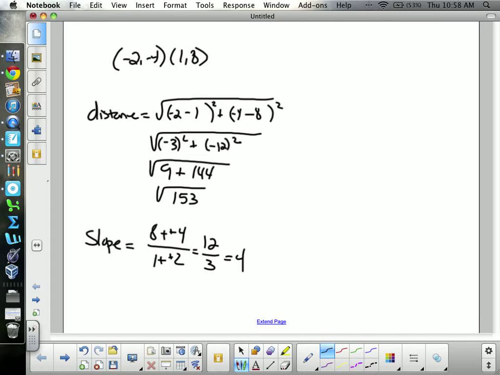I thought the distance was y2 minus y1. Distance? It doesn't matter if you put the y's first and the x's or the x's first and the y's. No, but like y2 minus y1. You mean slope? Slope is y2 minus y1 over x2 minus x1. Well, they're very different things. That could be the problem. Yeah, keep them separate, but they both work together.